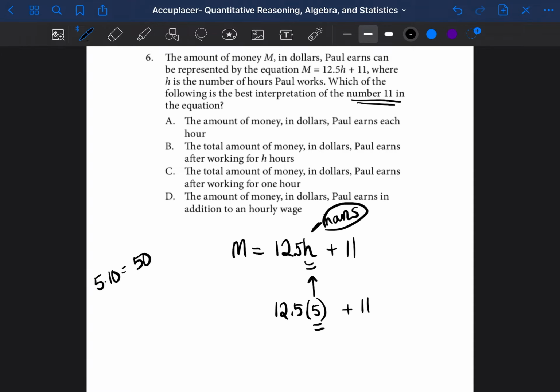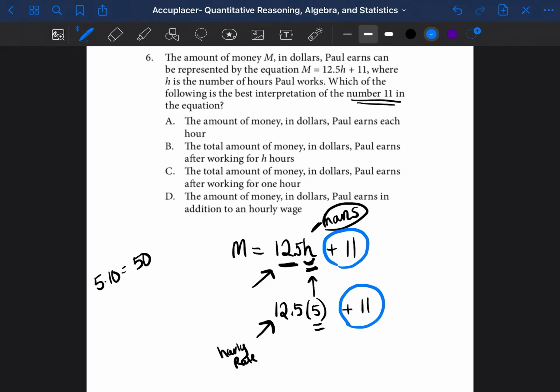So in this case, if you're multiplying the hours times a number, that number is probably what? That number is probably your hourly rate. So in this case, the $12.50 probably is this employee's hourly rate. They're multiplying it times the number of hours they work. So now they're asking us, well, what could this 11 possibly mean?